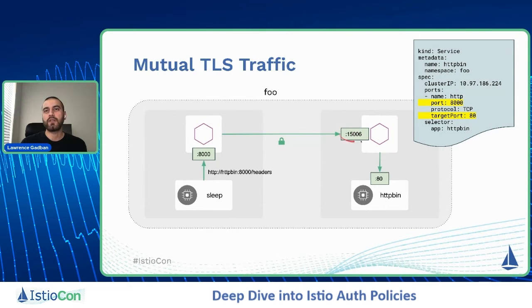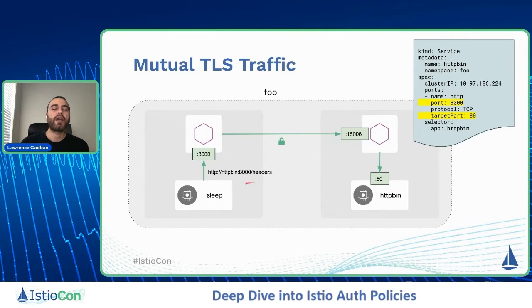We'll get into the details of this 15,006 port here in a second. But this communication will happen over mutual TLS. And then eventually the connection will make its way to the actual httpbin application at port 80, as we were discussing with the target port of port 80. And so, the actual communication between the applications and the sidecars is plain text. So it's transparent to the applications. It's really powerful. You don't have to make changes in order to get mutual TLS.